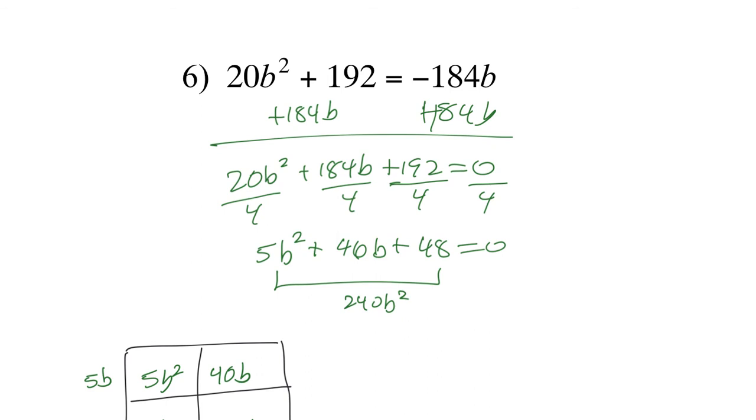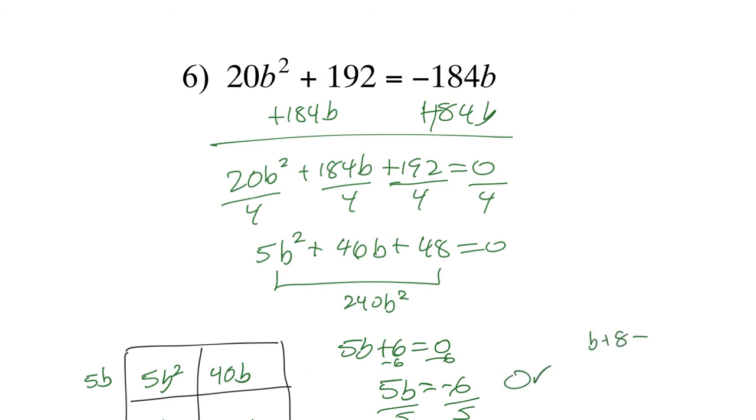So right here I got 5b plus 6 equals 0. So 5b equals negative 6. I'm subtracting 6 on both sides, and then I'm going to divide by 5. b equals negative 6 over 5. Or b plus 8 equals 0. So b equals negative 8. And those are my two solutions. Because everything up here is positive in this step right here, that means that my two solutions should be negative.